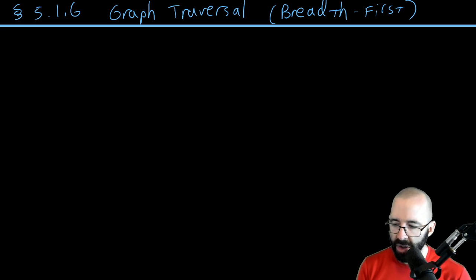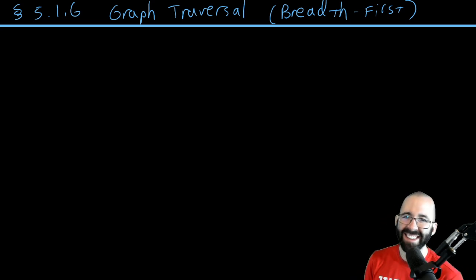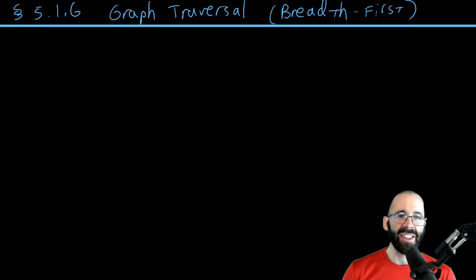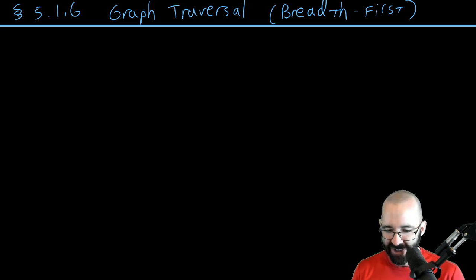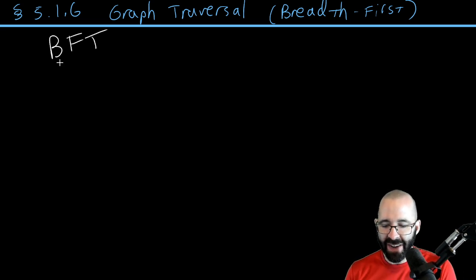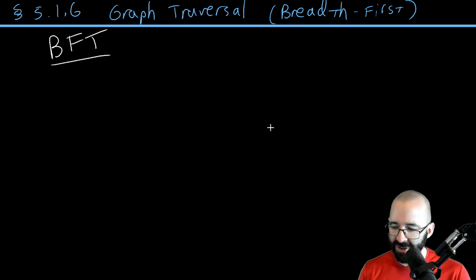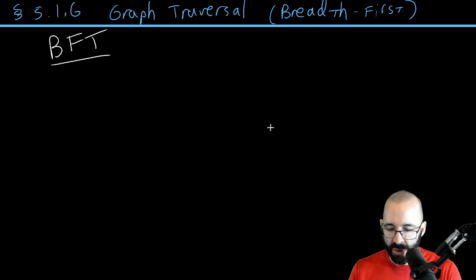So we're going to start by talking about the breadth first algorithm. I always say breadth instead of breadth. But anyway, the BFT, the breadth first traversal. Okay. So we can just abbreviate that BFT and then make my job a lot easier. Breadth first traversal. And before talking about that, we're going to introduce a data structure called a queue.